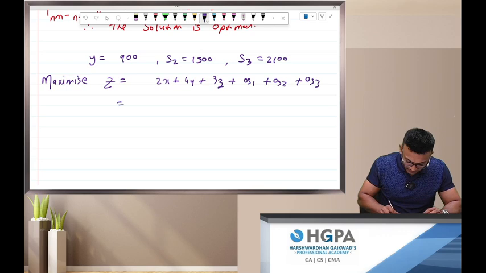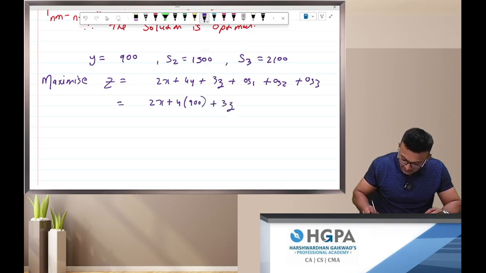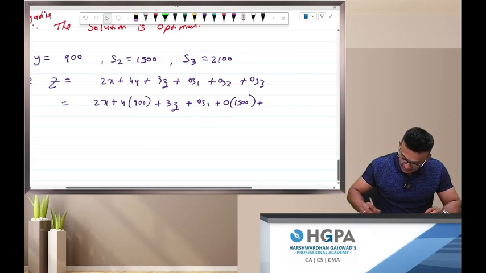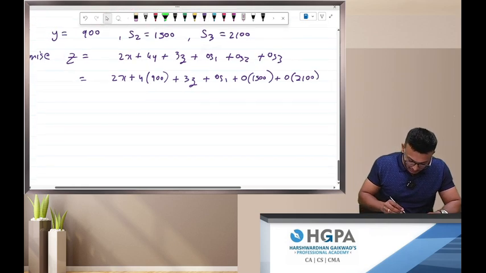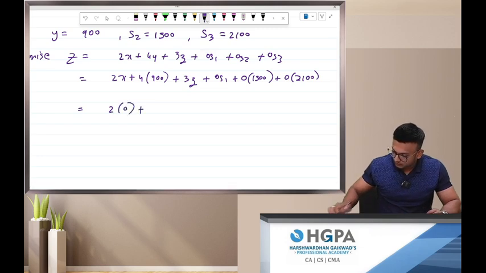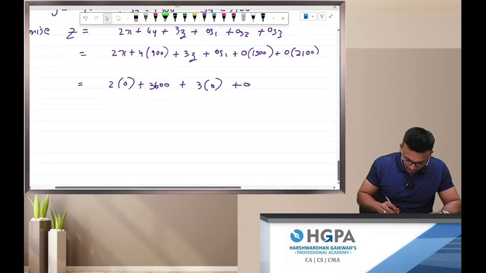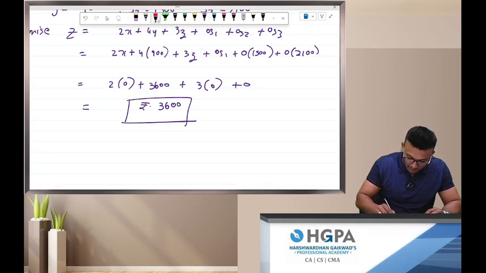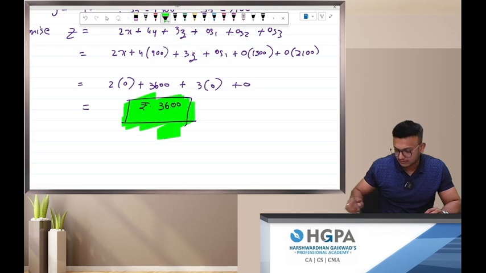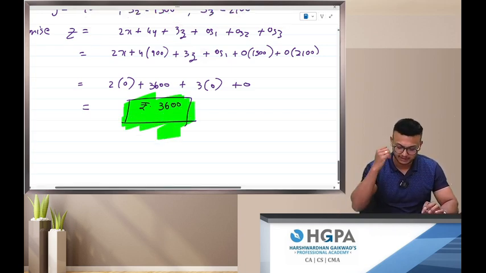Just put the figures now. 2x plus 4 into 900 plus 3z plus 0s1 plus 0 into 1500 plus 0 into 2100. Okay, your answer will be: this is 2 into 0, this is nothing. 900 into 4, 3600, plus 3 into 0 plus 0. So your final answer will be 3600. This is your final answer. That's the end of simplex.